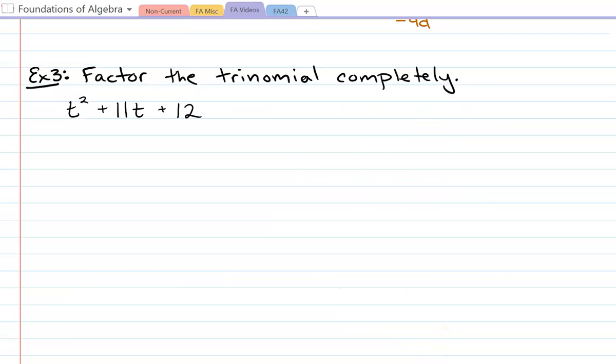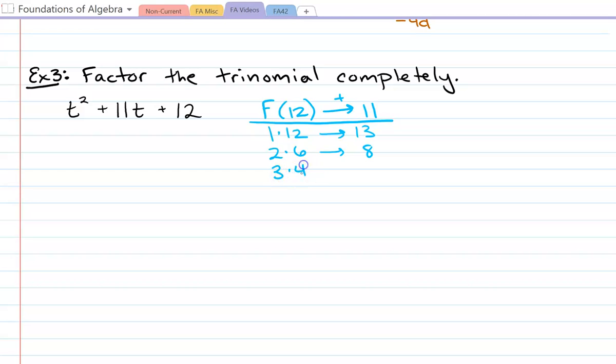Let's have another one. We have t squared plus 11t plus 12. So we want factors of 12 that add to 11. Let's go down the list. 1 times 12, 1 plus 12 is 13. 2 times 6, 2 plus 6 is 8. 3 times 4, 3 plus 4 is 7. And then we're at 4 times 3, so we've wrapped back around, none of which adds to 11.